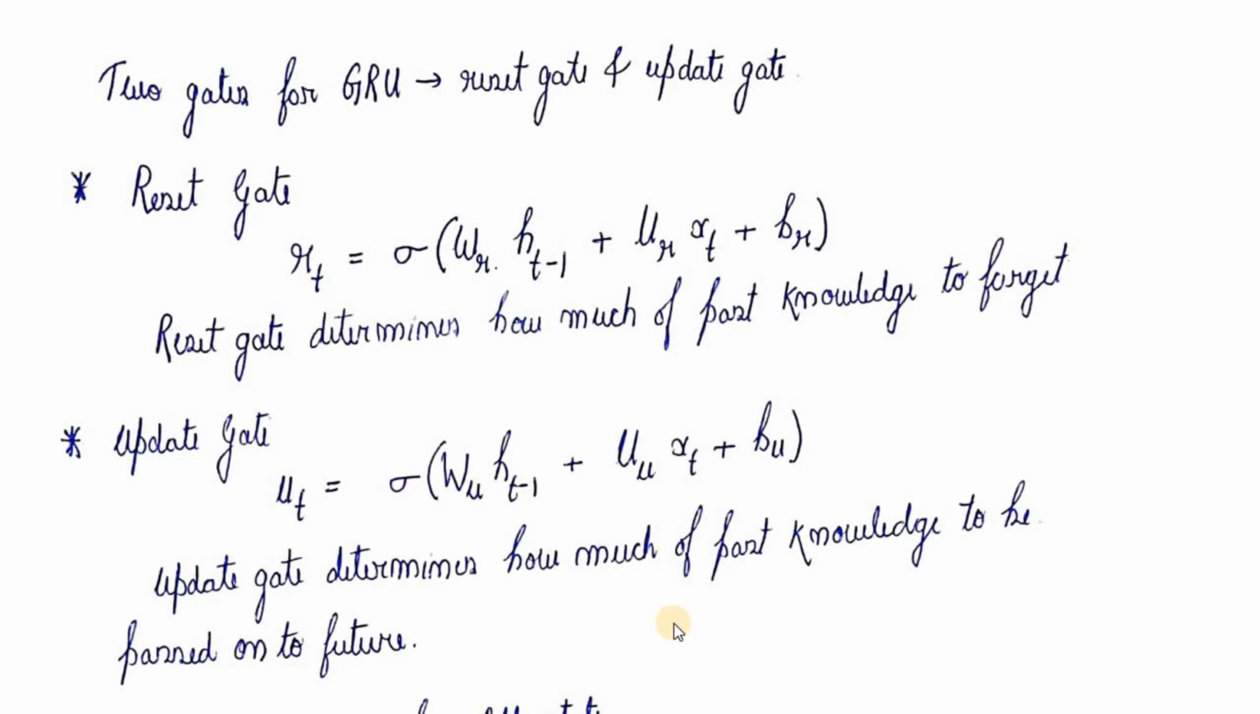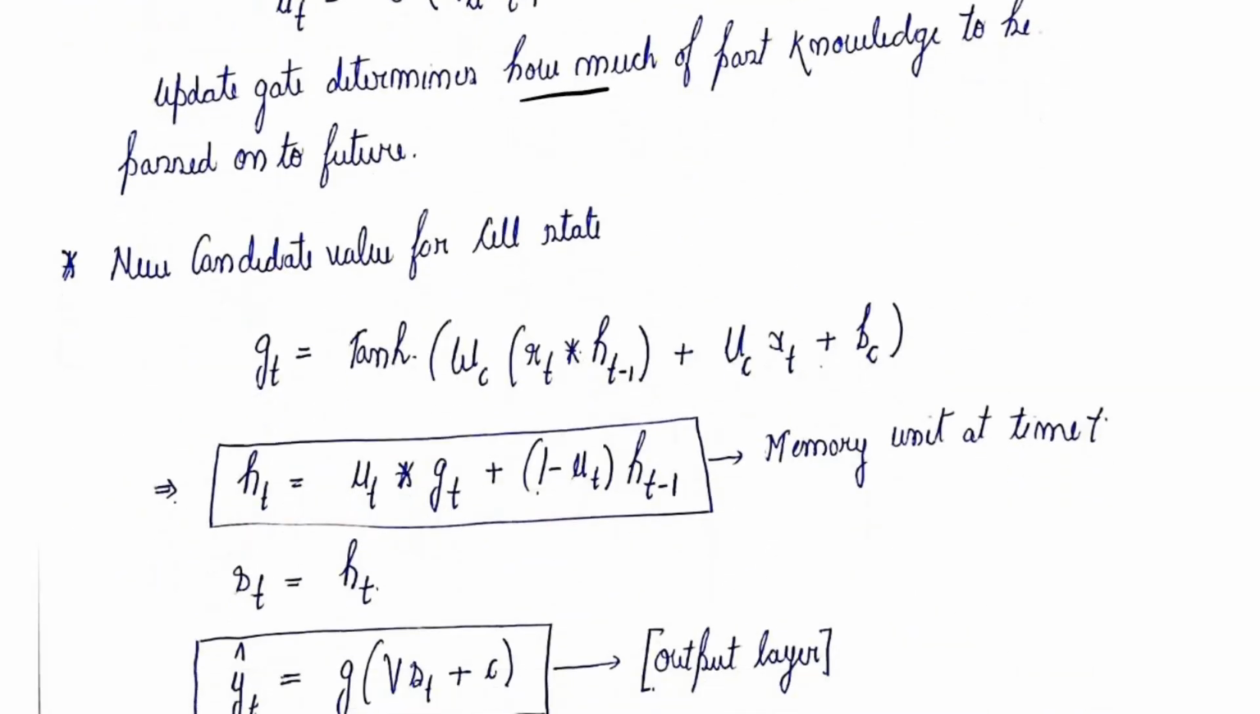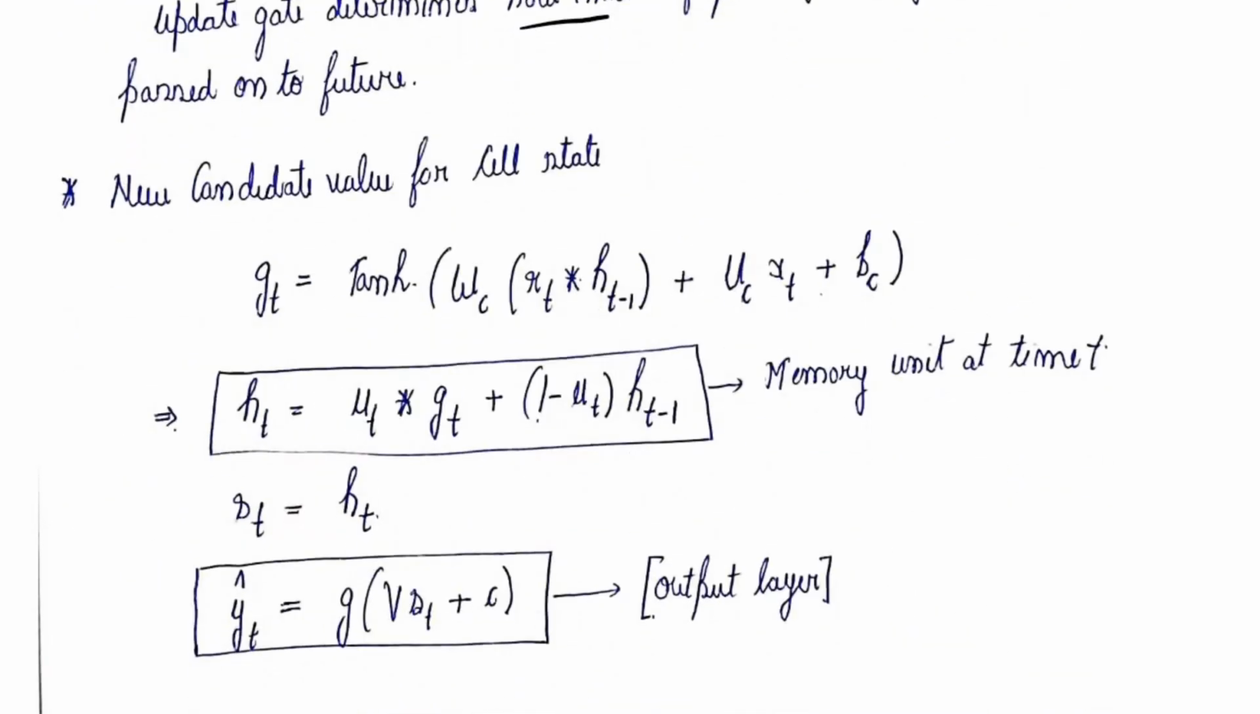Now, the usual definition is pretty simple. First of all, if the objective is how much of past knowledge, then a percentage will be involved, and for that we use a sigmoid activation function over here. And the weights are exactly along the same lines as we had been doing previously from vanilla RNN till LSTM. And now the new candidate value for the cell state is calculated like this. This is the GT, which is the new candidate value of the cell state. So it is the tan hyperbolic of a parameter WC, RT and HT minus 1.